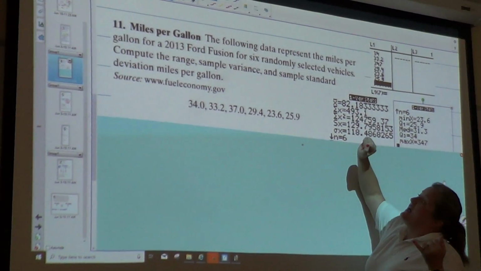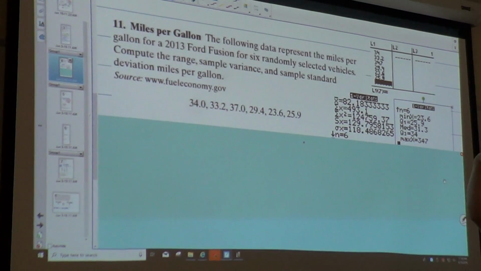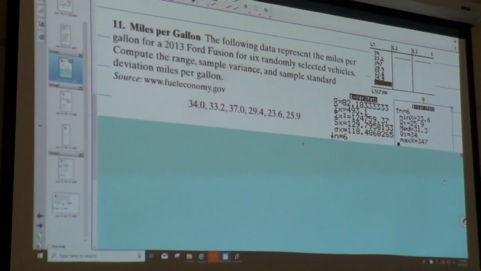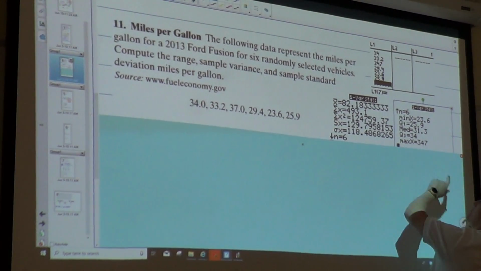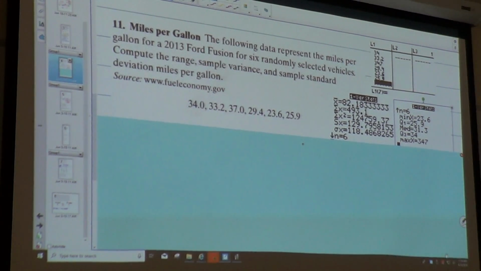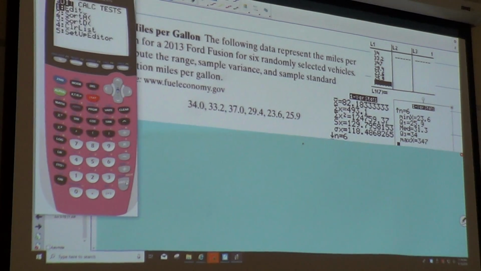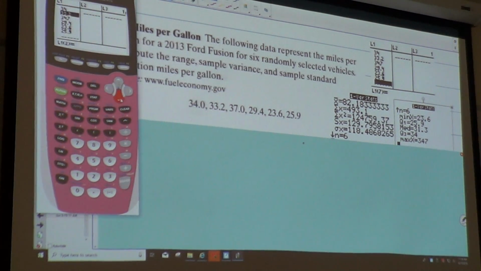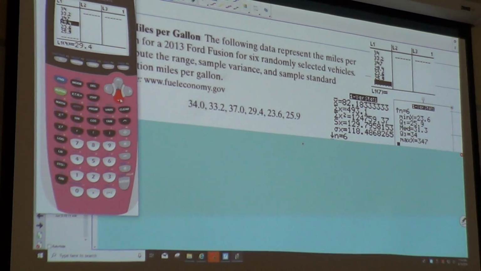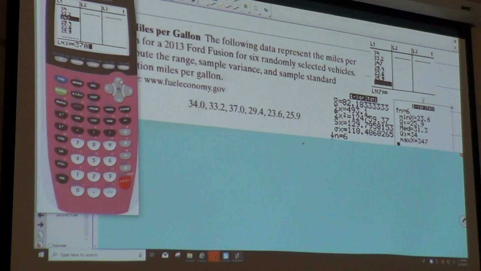Okay, this time I'm asking for the range. What do I need to know to get the range? Max and min. So it's going to be max minus min. So, oh, Jennifer, I did not type in my data. Stat, edit, 34, 33.2, 30. Where in the heck did that come from? 29.4, 23.6, 25.9, there we go.